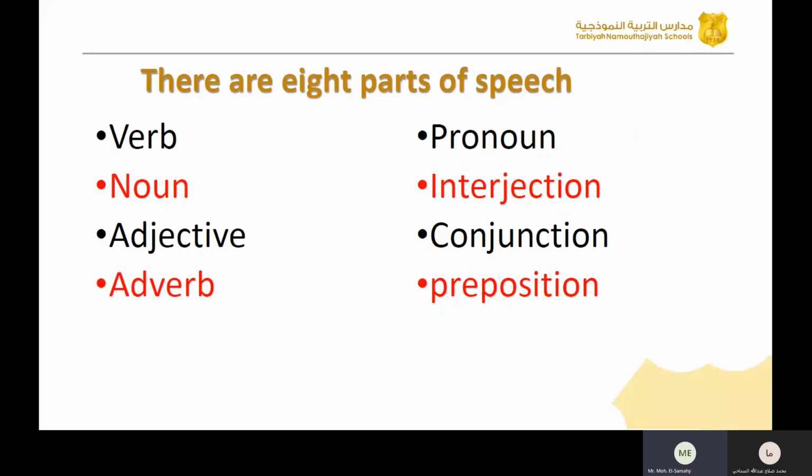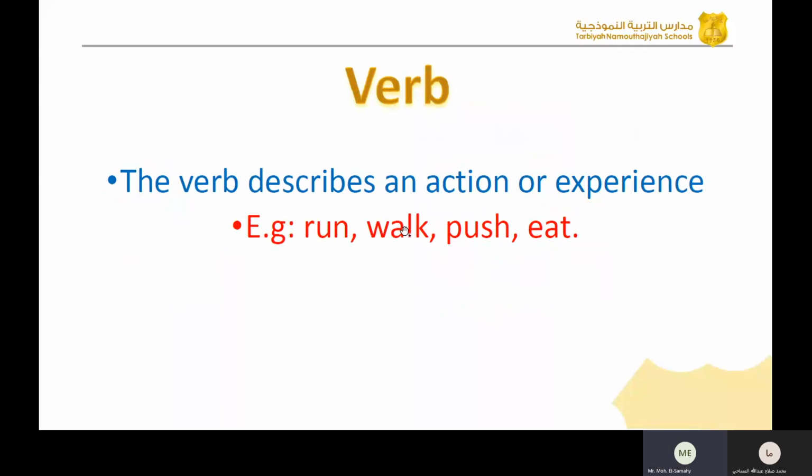The parts of speech we can use to make a correct sentence. They allow us to structure a grammatically correct sentence, as each one of them has a different function within a sentence. Okay, let's start with the verb. The verb describes an action or experience.